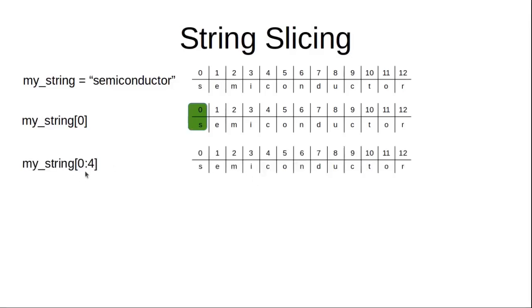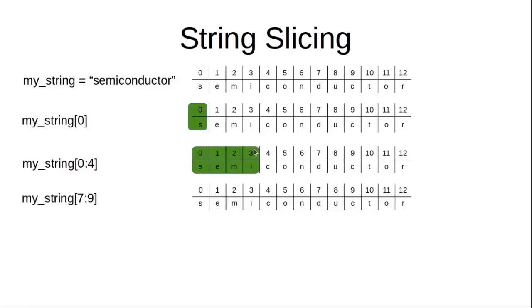I can make a string slicing. I want to get my string, but starting from the 0th element up to the 4th element, and 4 is not included: 0, 1, 2, 3. It will return 'semi'. Or my string starting from 7 and the end is 9: 7, 8, and 9 is not included.